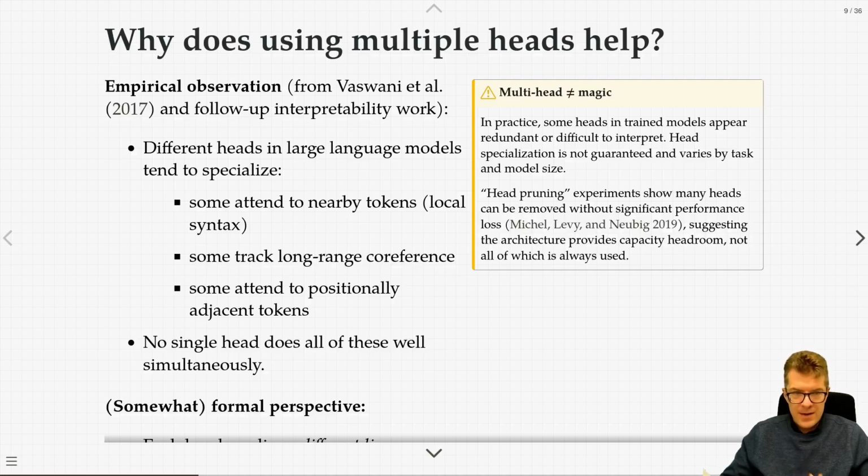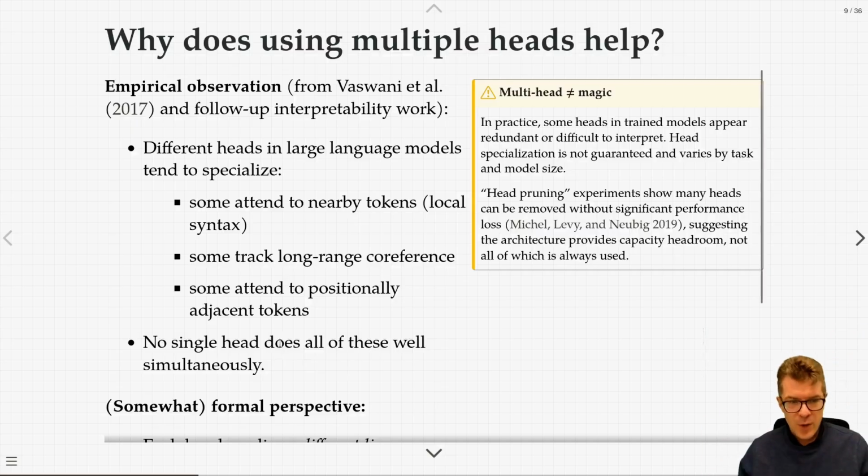Some of them might attend to nearby tokens, and therefore the idea is that they're probably attending to local syntax, like at the phrase level. Some of them track long-range coreference, which has been observed, and some of them attend to positionally adjacent tokens only. And like I mentioned a moment ago, no single head will do all of these very well simultaneously. Actually, what I mentioned a moment ago is that none of these h heads will do any of these uniquely. So often these functions are spread over a couple of heads. Maybe one of them is more predominant than others, so there is some specialization, but it's always a mix.